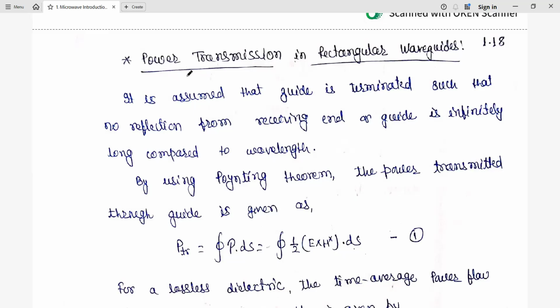Here we have already seen the rectangular waveguide before. For the dimensions of the rectangular waveguide, along the x-axis is A, and along the y-axis, the width or height, is B. The rectangular waveguide can be seen in this way. The previous lectures are already available in the playlist.